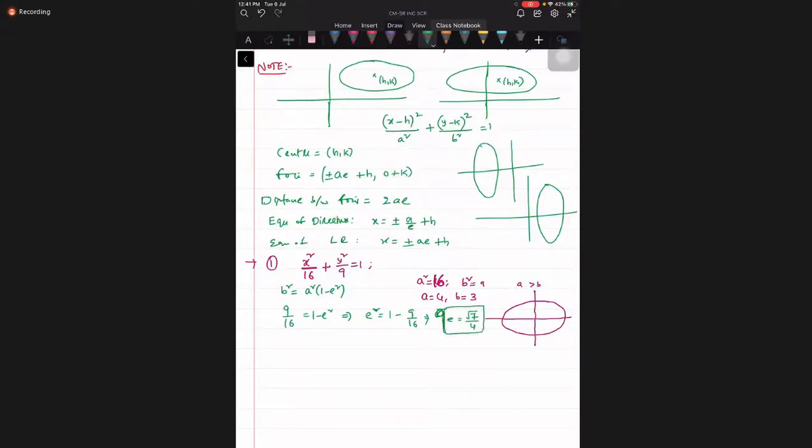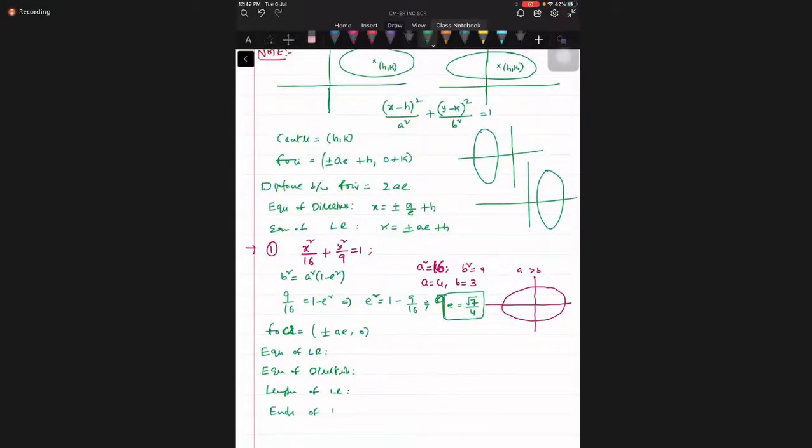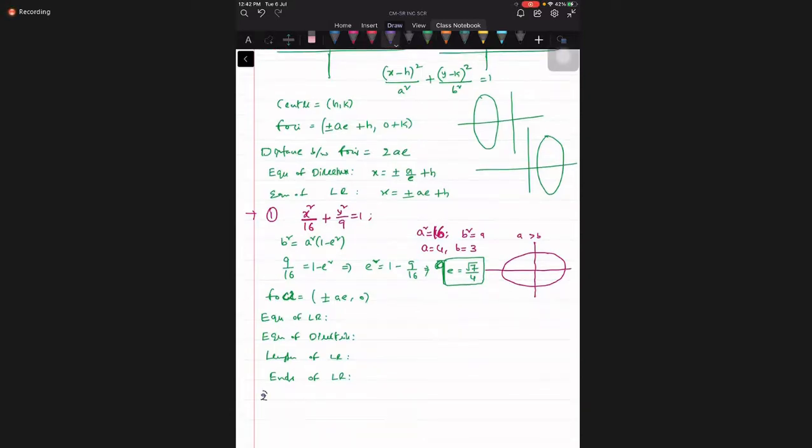So now you have the E value. What are the foci? Plus or minus AE comma 0. And you can write the equation of latus rectum, the ends of latus rectum, the equation of directrix, and the length of latus rectum. All these calculations we can make.